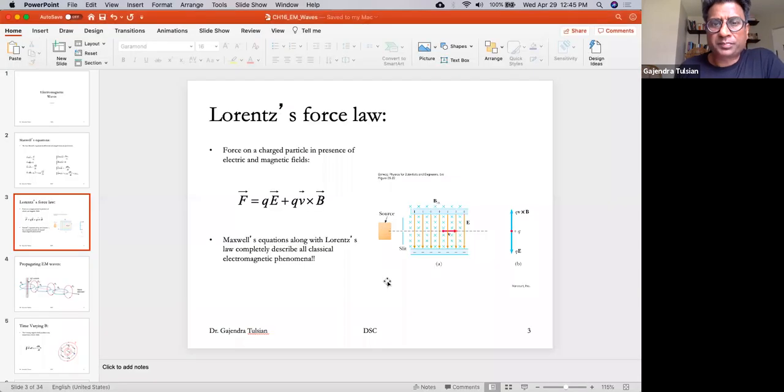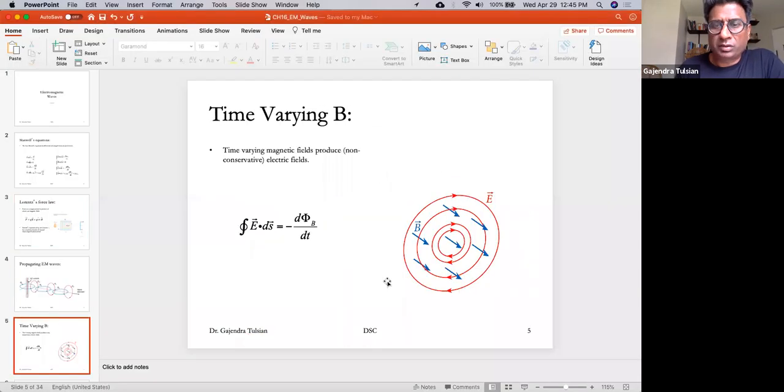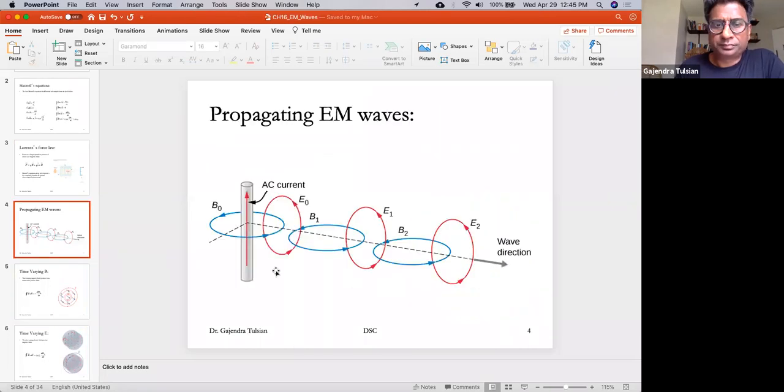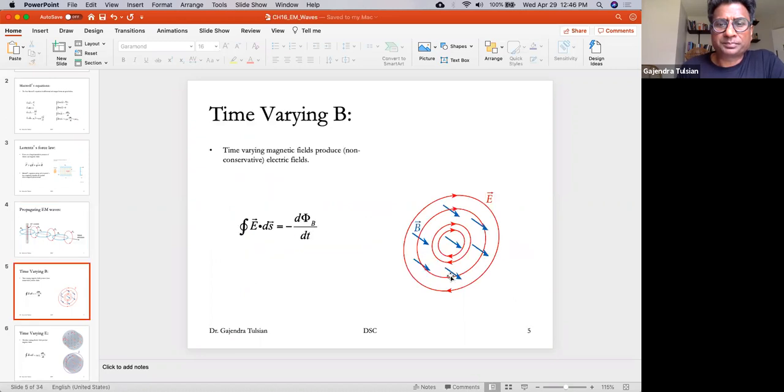So let's derive that equation, and let me show you one thing you'll need for it. By the way, here is an AC current, that's a charge jiggling in that antenna that we're seeing. And this is how the electric fields and magnetic fields look as they're propagating away.